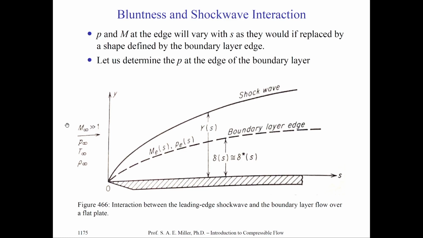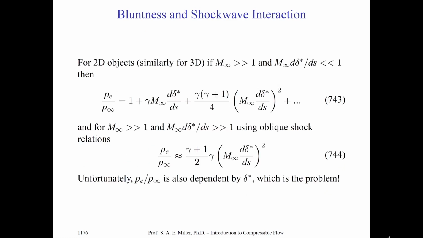In front, we have a large Mach number, pressure, temperature, and ambient density. Here, we can approximate the boundary layer thickness as approximately the boundary layer displacement, which of course goes as the boundary layer edge. Of course, in reality, this is not a good approximation, but they are of roughly the same order. Now, for two-dimensional and for similarly 3D objects, M infinity, of course, is much larger than 1, and therefore M infinity d delta star over ds would be much, much smaller than 1, because of course the rate of change of the displacement thickness is much less than 1 as we move downstream.